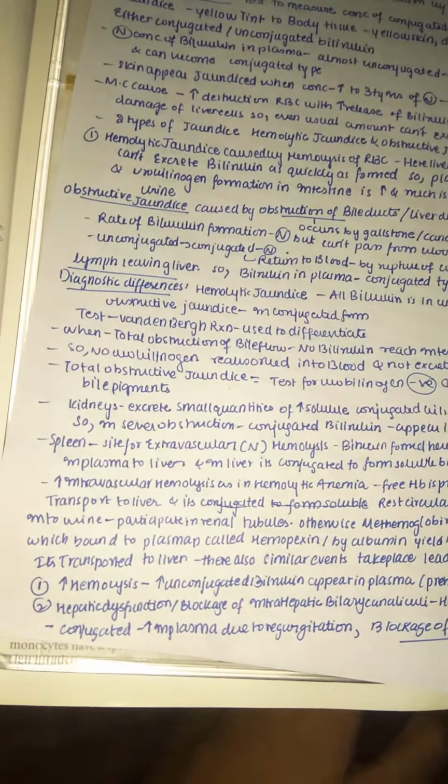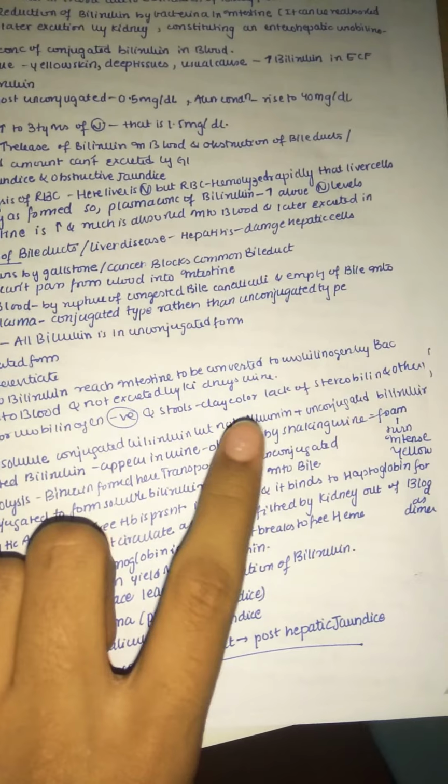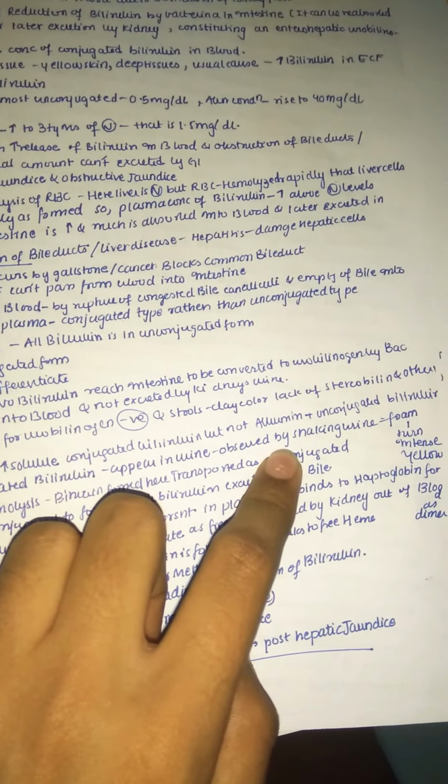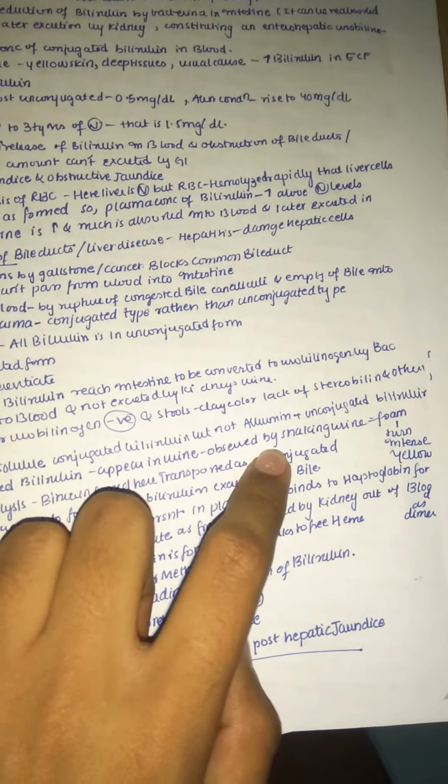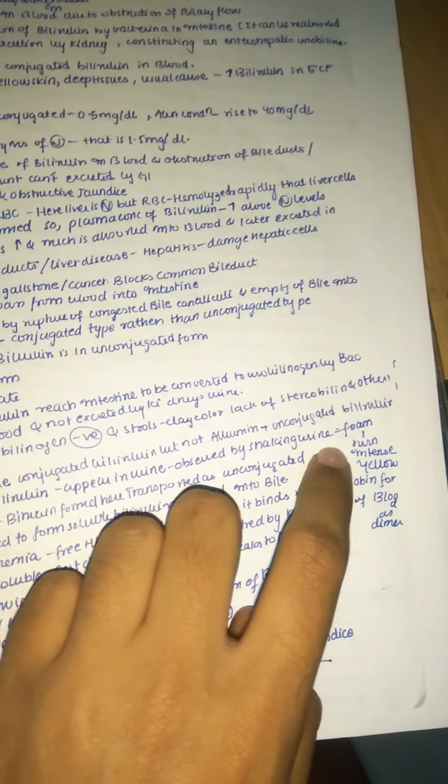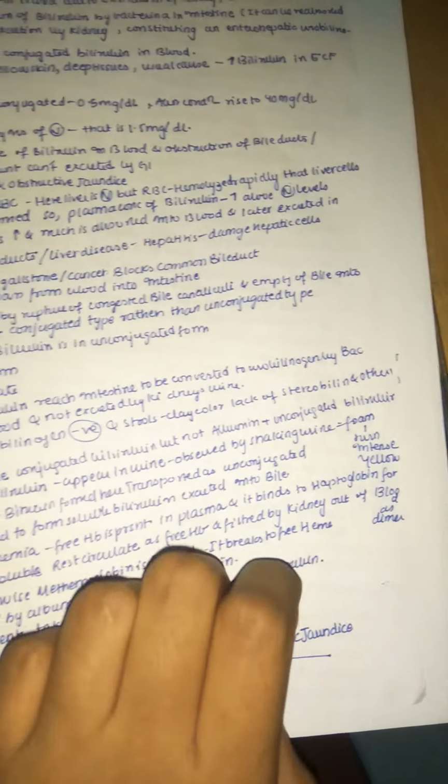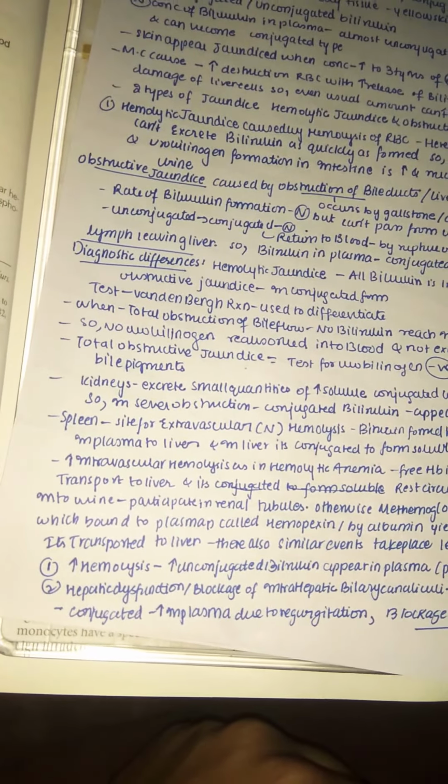So in severe obstruction, the conjugated bilirubin appears in the urine, observed by shaking the urine. So we can find out whether the conjugated type is more or not. If you shake the urine, you get foam and this turns intense yellow, then we can say that it is conjugated bilirubin, which is a feature of obstructive jaundice.